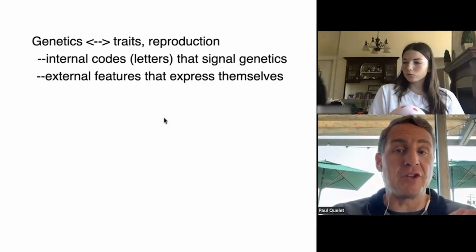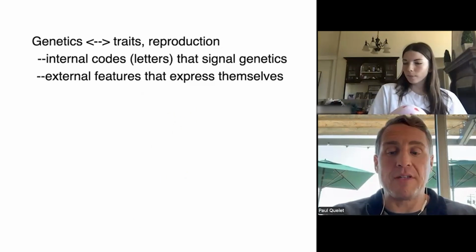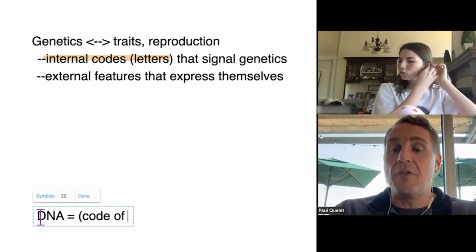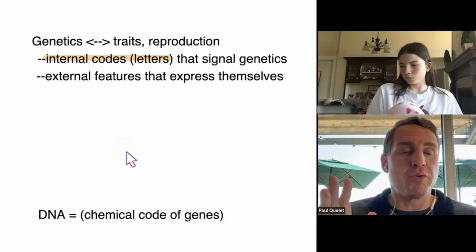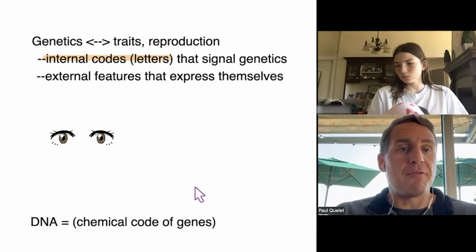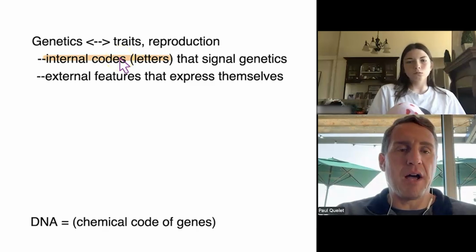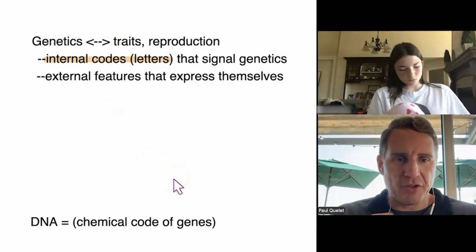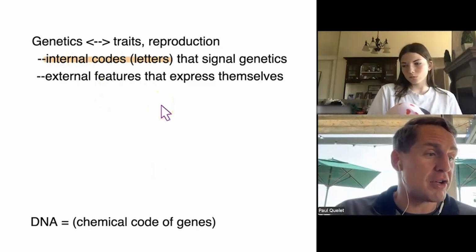Between these two, the internal codes or letters and external features, there's two very important definitions that go along with each of these. DNA is a code of genes, but that's more of like a chemical code. But when I say the internal codes, one common example when we first learned genetics is like eye color. So brown versus blue eyes. So when it comes to brown versus blue eyes, the internal codes are going to be how we keep track of what a person has in terms of their genes, and then what their kids could have in terms of brown and blue eyes. That internal code is called the what.